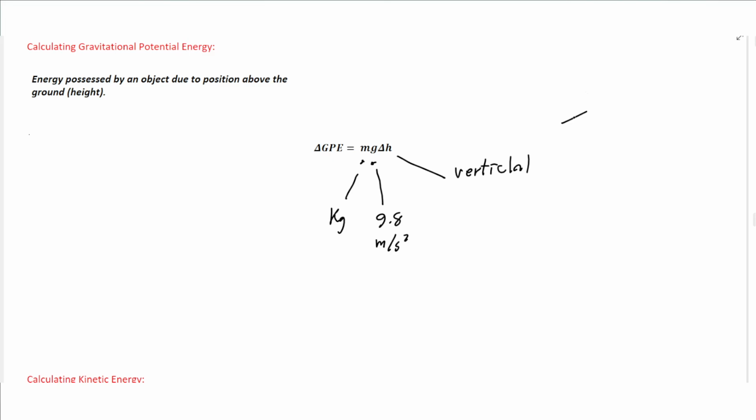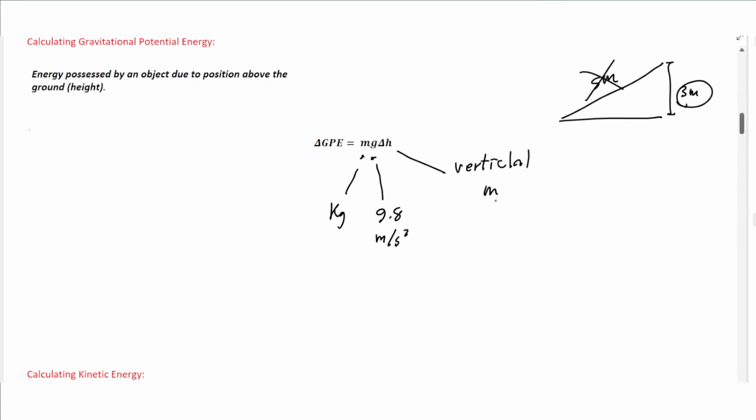For example, if you have a drawing like this and it says that this is 5 meters and this is 3 meters, you choose the 3 meters, not the 5. The vertical height, and it must be in meters. If it's in centimeters, you divide by 100, millimeters, you divide by 1000. And the energy is always in joules.